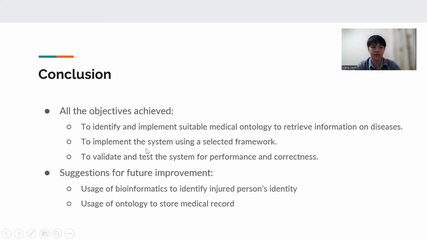However, there are some suggestions for future improvement, where the usage of biometrics, such as fingerprint or face recognition, can be implemented in the system to identify the injured person's identity instead of using their name or their IC. And also, the usage of ontology to store medical records will be more feasible, since we are talking about storing all the medical records of the citizens of Malaysia. So the data will be huge and complex. And hopefully, after some research has been done, we are able to host our ontology online and have it accessed via a web application.